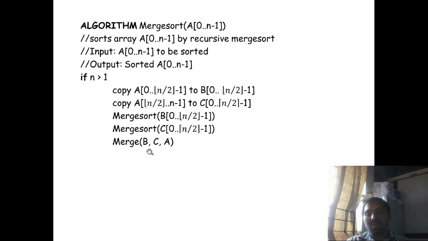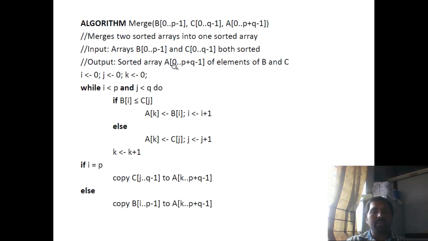How can we merge? We already saw the example, so to merge the elements we take this procedure. While I is less than P and J is less than Q, where P and Q are the positions of the boundaries of the two different arrays, with elements of B and C. B occupies locations 0 to P minus 1 and C occupies 0 to Q minus 1. If B of I is less than or equal to C of J, we are comparing the first element of the B array with the first element of the second array.